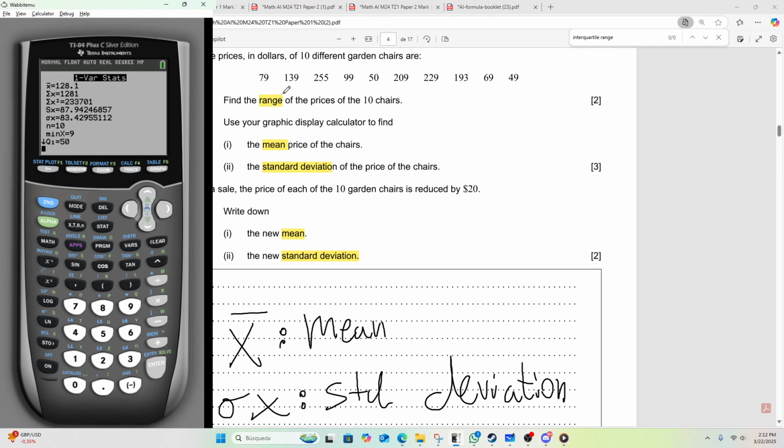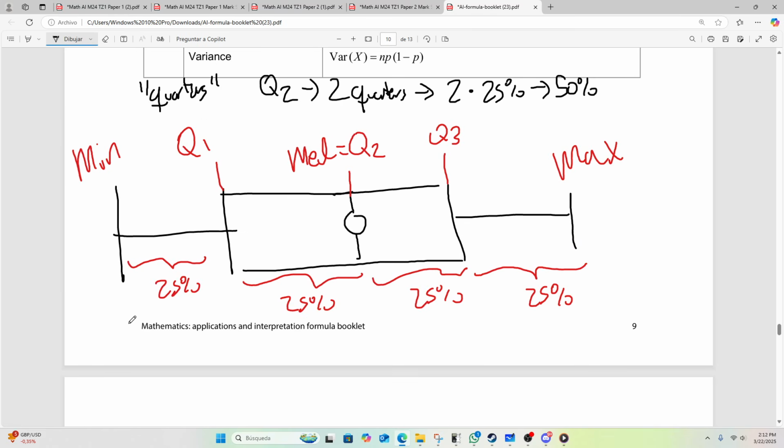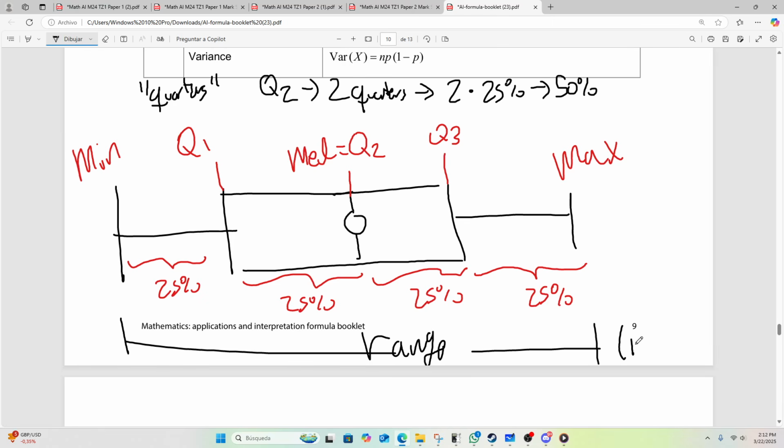And for the range, just like that, this is not interquartile range. There's two types of ranges. So you have the range, which is like the max minus min. And then you have the interquartile range, which is a little bit like the range of the middle portion of your data, because as you can see, the interquartile range is between Q1 and Q3, so it's the middle 50% of your data. While the range is the range of your entire data, the max minus the min.